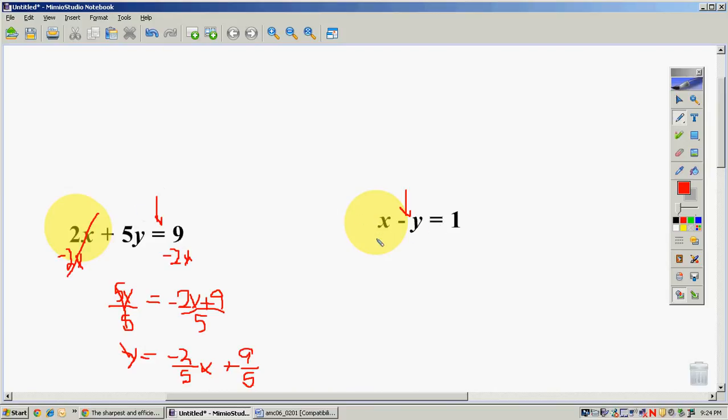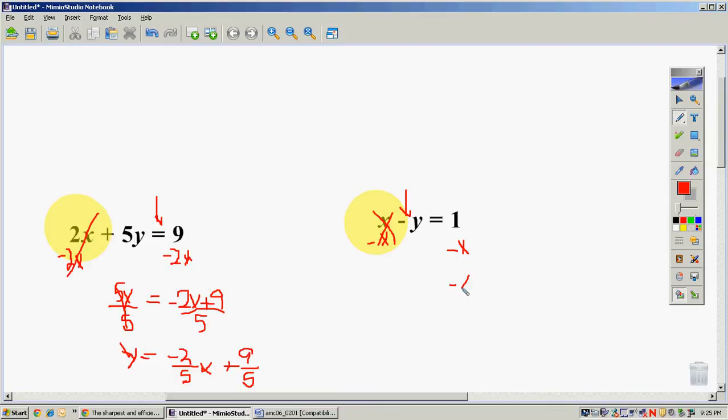So to get rid of this x, it's a positive x, so we're going to subtract x from both sides. So minus x and minus x. Now again, you know that crosses out. So 1 cannot be 1 minus x. You can't take an x from a 1.